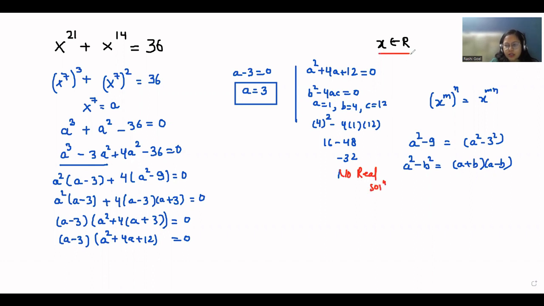And as you know that our x belongs to the real numbers, so we reject this case. So we'll take a = 3. So when a = 3, we know that we made a substitution, a = x^7. So x^7 = 3. Now take the 7th root on both sides. With the help of this power 7, the 7th root is removed. So x = 7th root of 3.